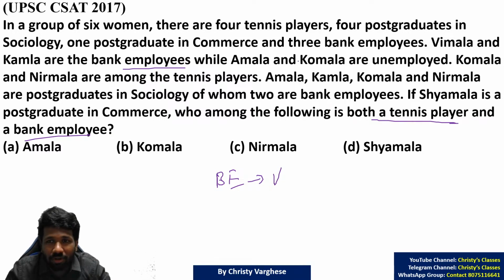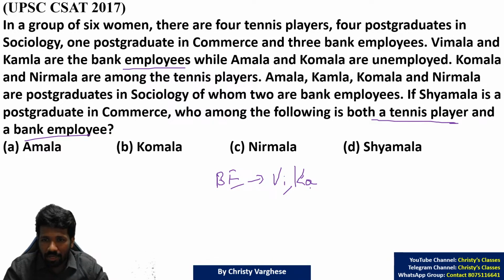Yeah, so the names don't get confused, the names are very similar. So Vimala I am using VI and Kamala I am using KA, because Amala is also there. So KA I am using for Kamala because I don't want to write the whole name which takes time. So the bank employees are Vimala and Kamala, 2 of the bank employees, while Amala and Kamala are unemployed.